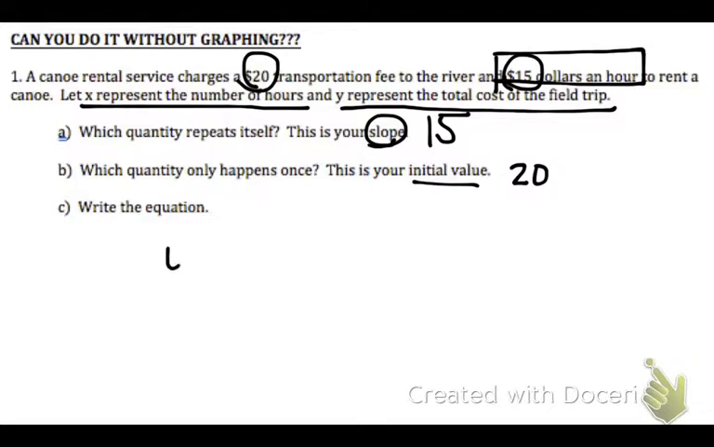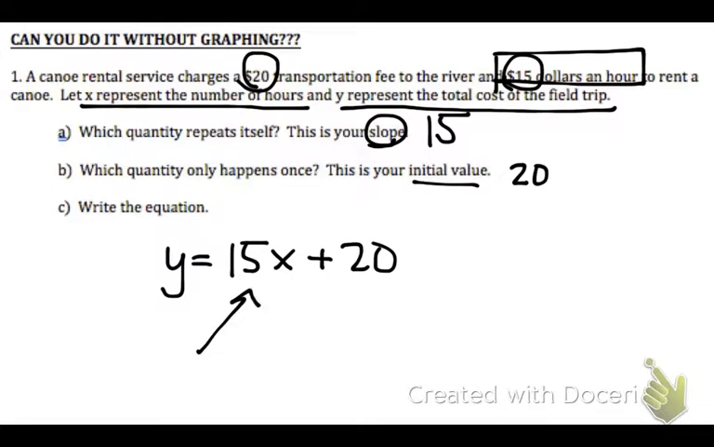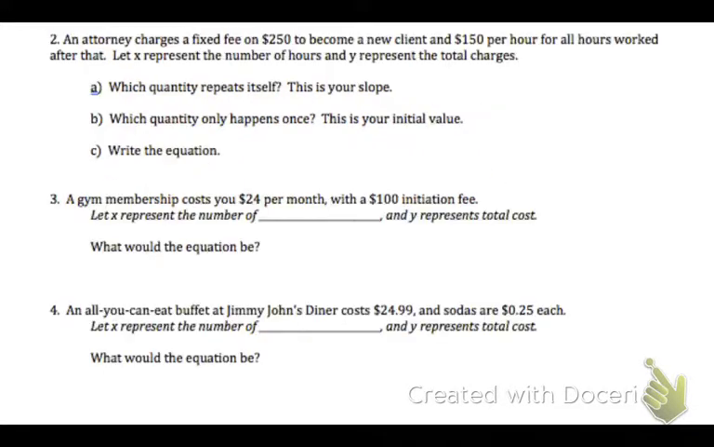So let's go ahead and write the equation. Y equals 15x plus 20. So this is $15 per hour. X is going to be the number of hours. $15 per hour plus the $20 transportation fee. Okay, so that's going to be the shortcut that we'll be using.